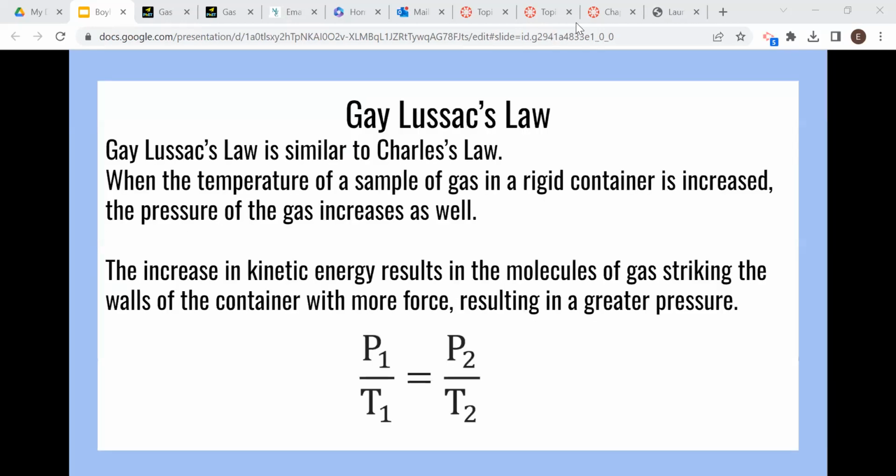Okay. Gay-Lussac's law is similar to Charles' law. I don't have any calculation on this, but it's very similar. When the temperature of a sample of gas in a rigid container is increased, the pressure of the gas increases as well. The increase in kinetic energy results in the molecules of gas striking the walls of the container with more force, resulting in a greater pressure. Even the calculation is very similar. The only difference is that the volume is constant. Both the calculation and everything is very similar to Charles' law.